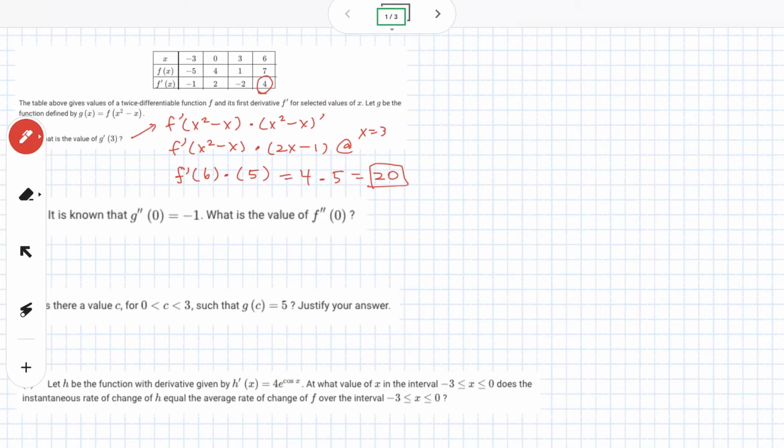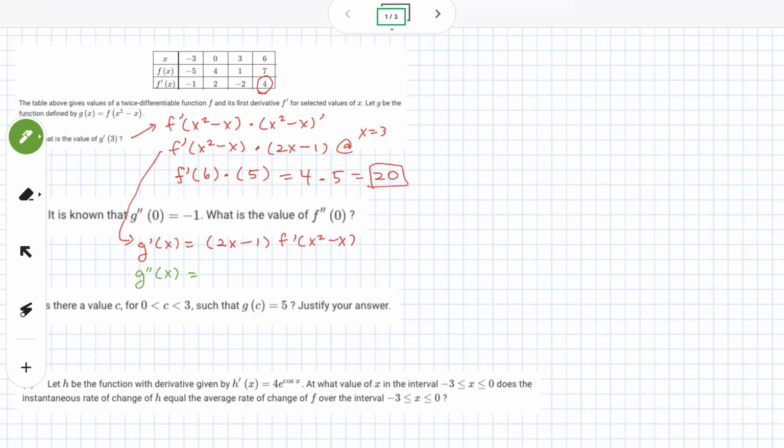Part B, it is known that g double prime of 0 equals negative 1. So what is f double prime of 0? Interesting. Okay, so let's see here. Well, we want to get to the second derivative, right? So we know that g prime of x is equal to 2x minus 1 times f prime of x squared minus x, right? So where did I get that? I got that from right here.